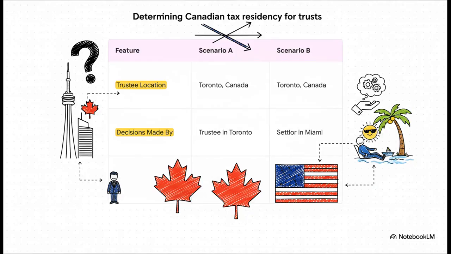Let's look. In scenario A, everything's simple. The trustee is in Toronto, and they make all the real decisions in Toronto. No-brainer, the residency is in Canada. But now look at scenario B. The trustee is still in Toronto on paper, but they're just taking orders. The settlor, who lives in Miami, is the one making all the key decisions. What to invest in, when to pay out money. In that case, the substance of the control is in Miami, and therefore the trust's factual residency is in the USA, not Canada. This is such a critical distinction to understand.